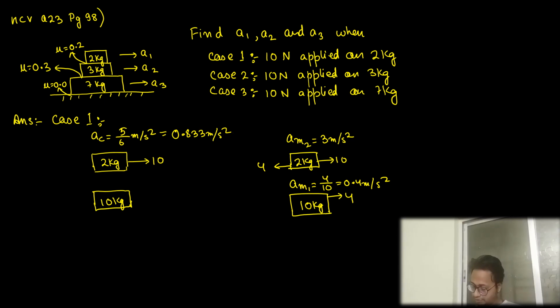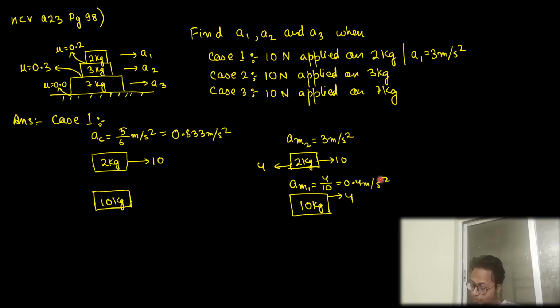So this surface is slipping. That means the 2 kg and the remaining 10 kg will move separately. So the value of A1, the acceleration of this block, is nothing but 3 meter per second square. But the acceleration of these two bodies is 0.4 meter per second square.